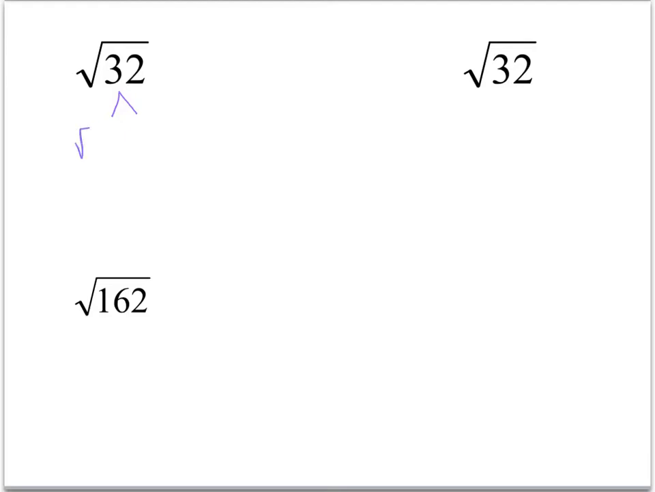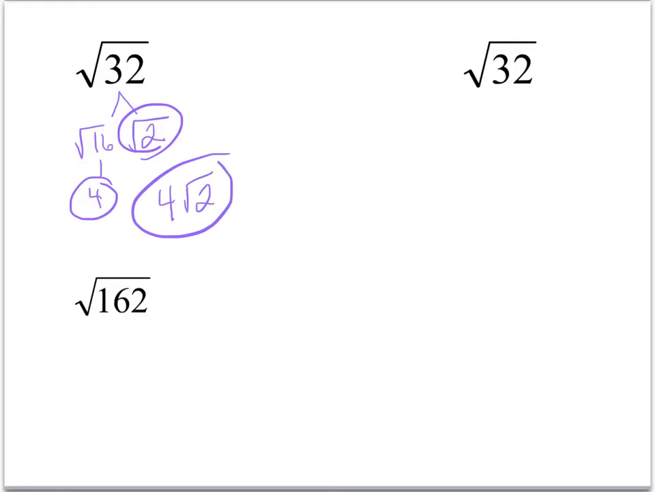For me, it's easy to see that 32 is 16 times 2, so the square root of 32 is root 16 times root 2. The square root of 16 is 4, circle, circle, and my final answer is 4 root 2. Now, let's just say I did not come up with the largest perfect square of 16, and I called the square root of 32 root 8 times root 4.